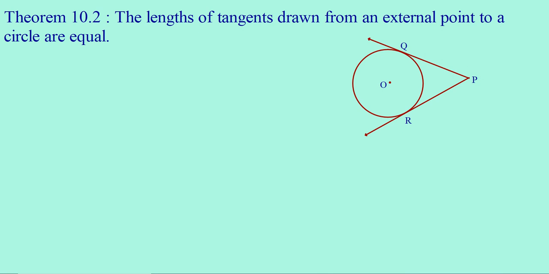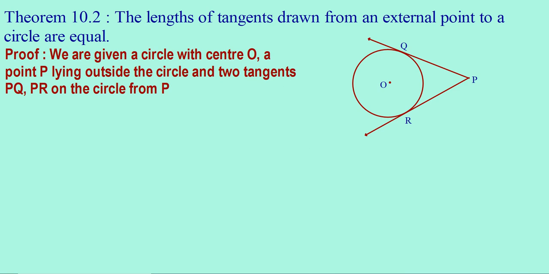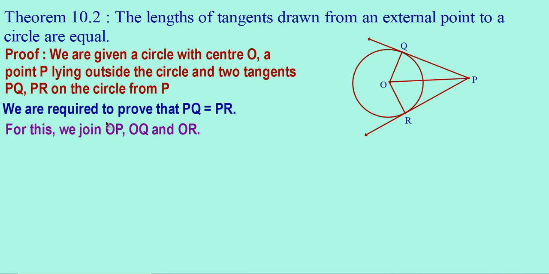This we can write first as the given. Now what we are required to prove here, next we can write: we are required to prove that PQ is equal to PR. To prove this, we need a small construction. We have to join OQ, OR and OP. So we can write, for this we join OP, OQ and OR.